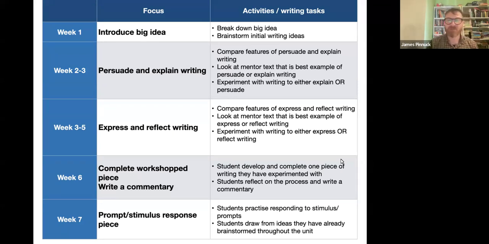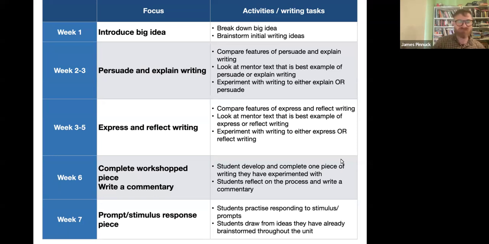And then in about week 6, they can actually take one of those pieces that they think is working really well, or that they're really interested in, they feel confident about, and they can polish it up and produce a workshopped piece. And they can write a commentary about the process of producing that piece. Then in week 7, you can get students to respond to a prompt or a stimulus in a kind of exam style SAC task. That gives students practice in doing the type of thing that they're now going to need to do in section B of the exam.